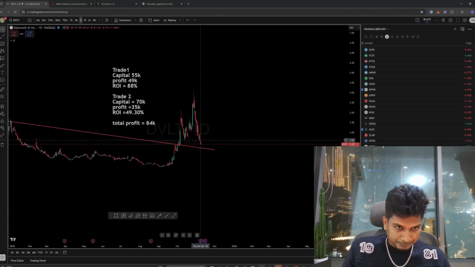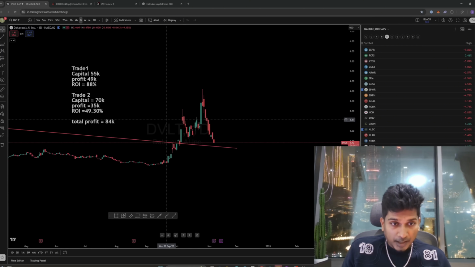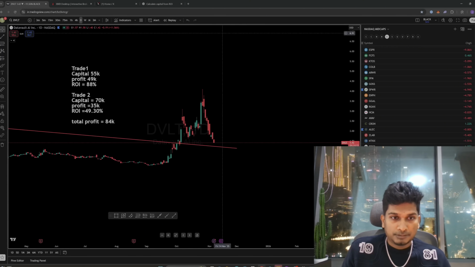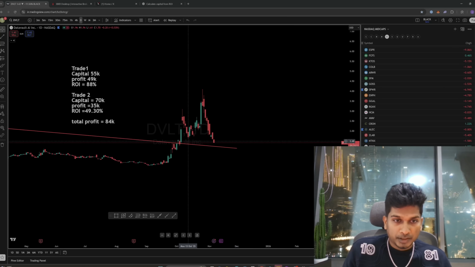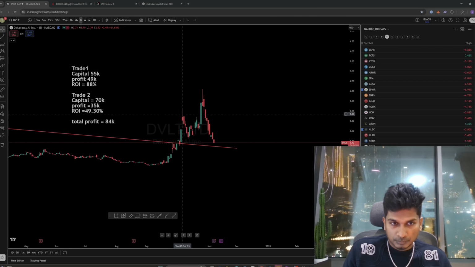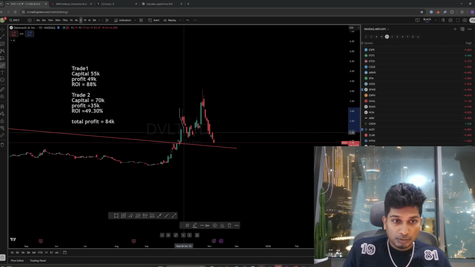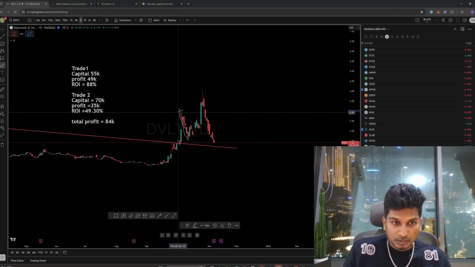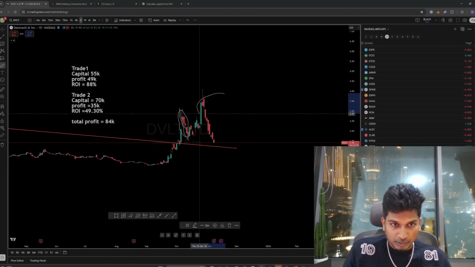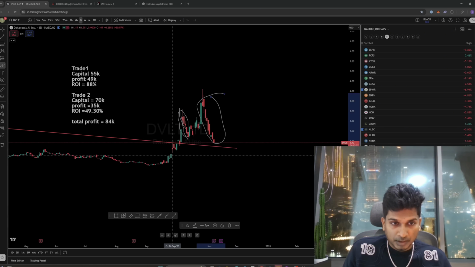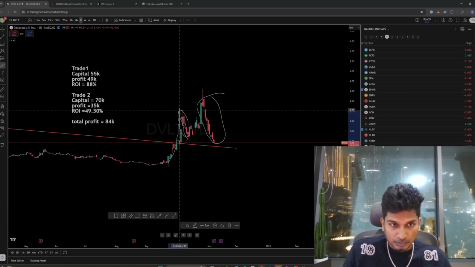So the second trade, that's it. I kind of took DVLT out of my watch list, and after a week or so, look at this. This is a pure consolidation, guys. Although it's all red, I would consider this to be a consolidation. But this is not a consolidation because it's big. Here the move is the green.